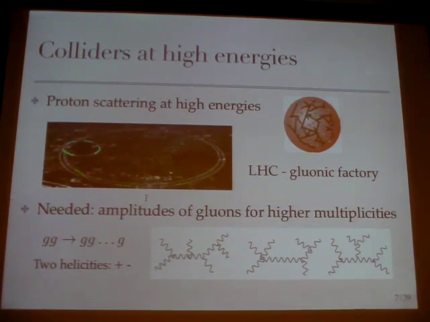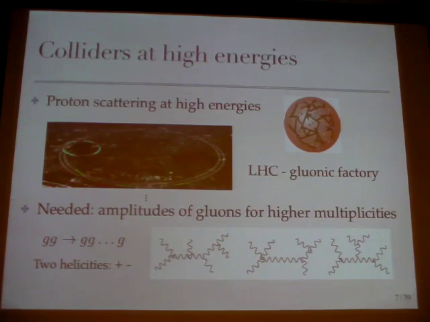So from the theoretical side, it's important to know the amplitudes of gluons for very high multiplicities. So 2 gluons in the initial states and many gluons in the final states. Now the gluons have 2 different helicities, plus and minus, and the amplitude depends not only on the number of gluons involved, but also on the types of gluons, which are plus and which are minus.